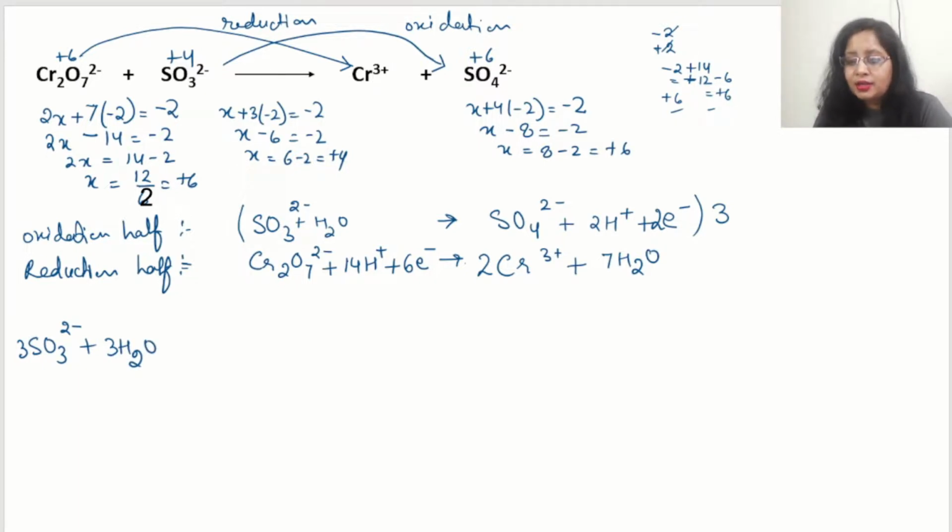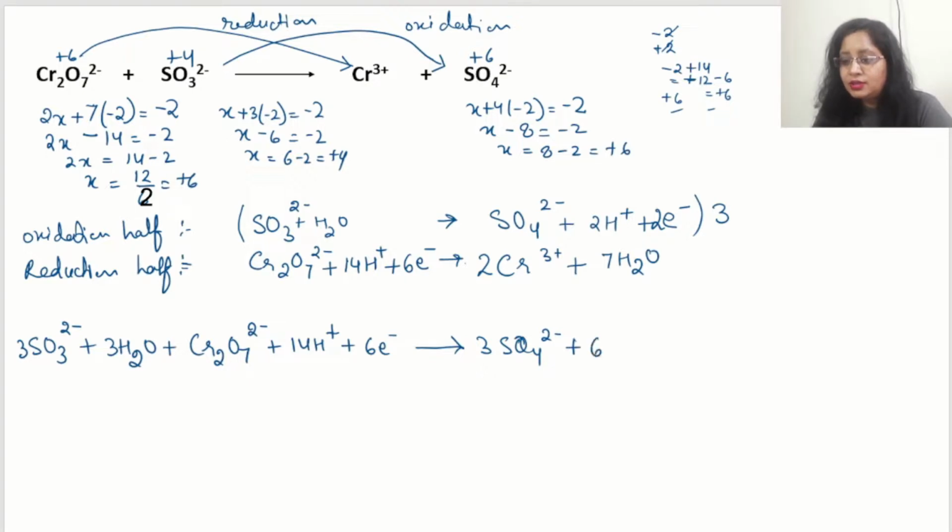Next write the reduction half, plus Cr2O7 2 minus, plus 14H plus, 6e minus. This is all left hand side. Now come up to right hand side. First write the oxidation half. 3SO4 2 minus, then plus 3 2s are 6H plus, 3 2s are 6e minus.